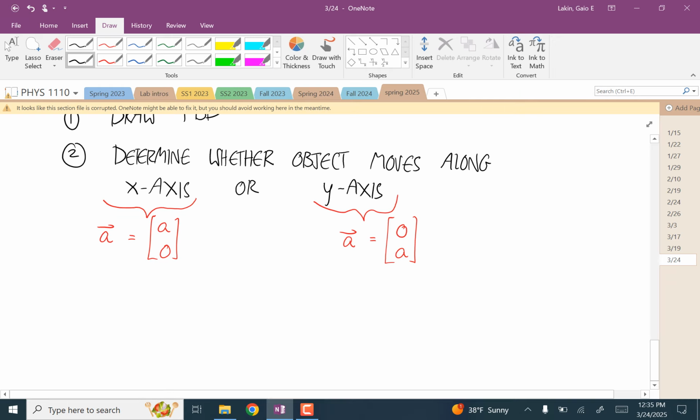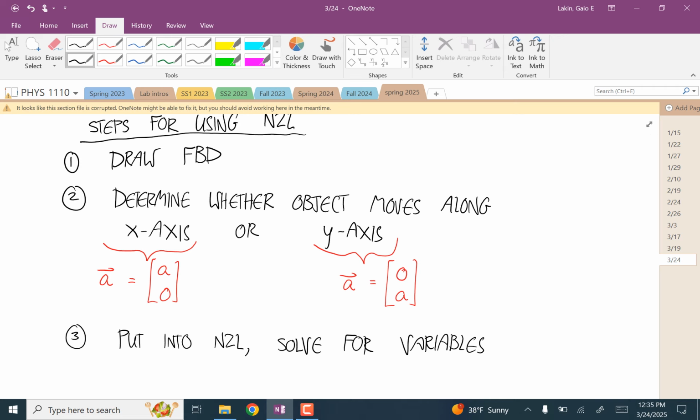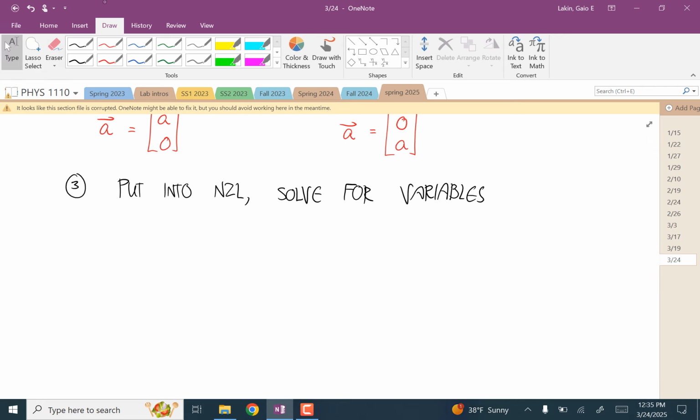And then the third step is, well, now that we have all the forces represented in the free body diagram, and we've figured out how we're going to represent the acceleration, then all we have left is to plug that stuff into Newton's second law and solve for the variables we're asked for. Okay, so let's do some examples.